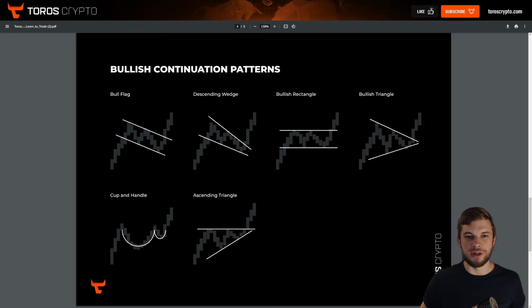After that, you get your bullish rectangle. Okay, so as we have this flag which is slightly downsloping, this rectangle is just completely parallel. Okay, so completely horizontal. You have a move up, you put in a horizontal pair of price action, and then you just continue that move further.